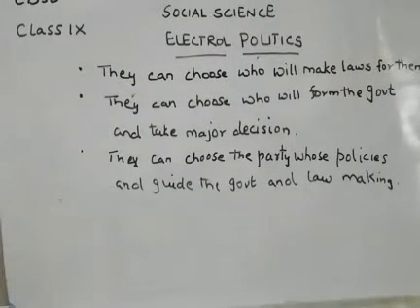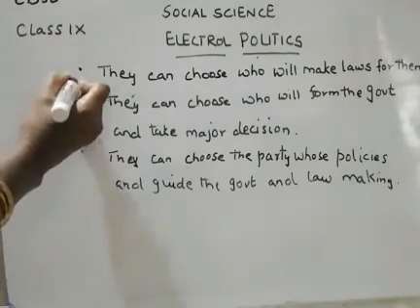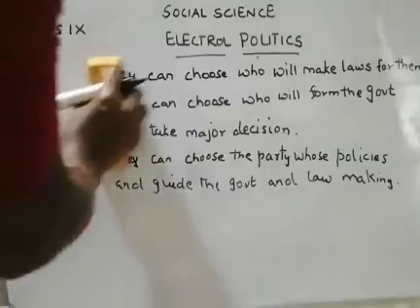See children, the first point is they can choose who will make laws for them. It is the people's freedom to choose their representatives. The second point, they can choose who will form the government and take major decisions for the welfare of the state, for the welfare of the country, children. And the last one is they can choose the party whose policies will guide the government and lawmaking. Understood, children? These are the three main important characteristics of elections.